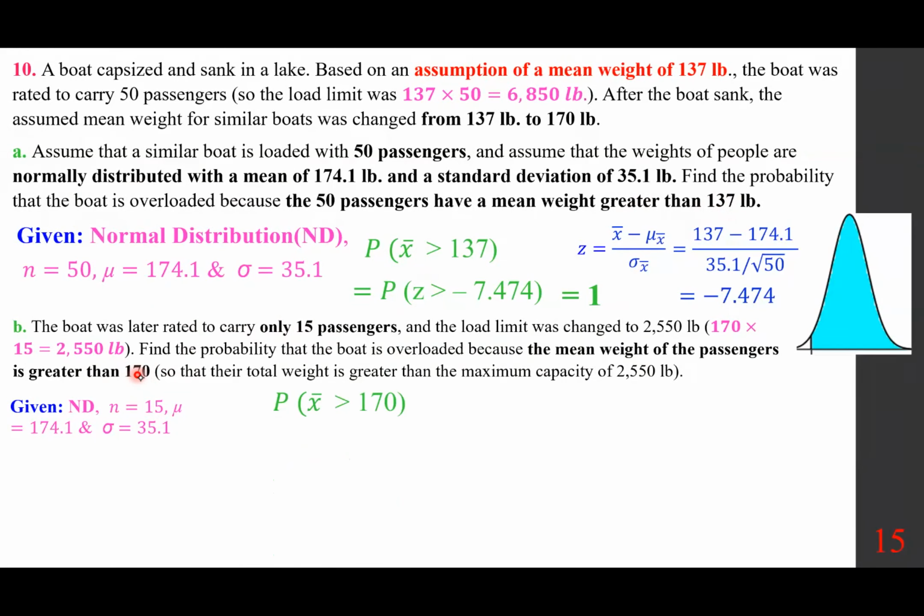Again, we use z equals x bar minus mu sub x bar over sigma sub x bar. So 170 minus 174.1 over 35.1 over the square root of n, in this case 15. Again, over here was 50, it's 15. And when you do the math, you come up with this number. So probability of a z larger than this number.